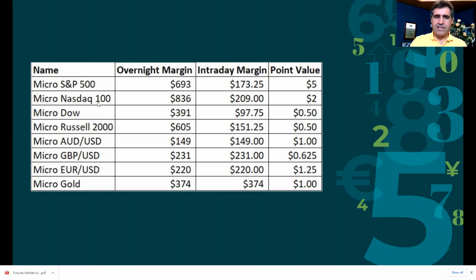This is the same thing. We have micro NASDAQ, Dow, Russell 2000. And if you want to do futures, you could also do gold. As you can see, these are pretty attractive if you ever want to get involved gradually.